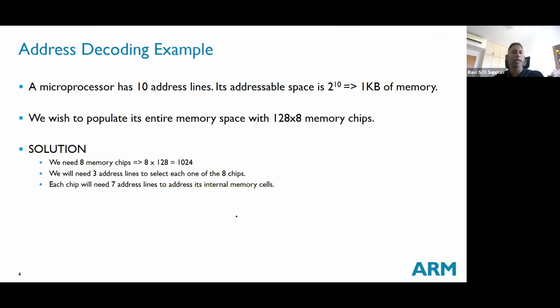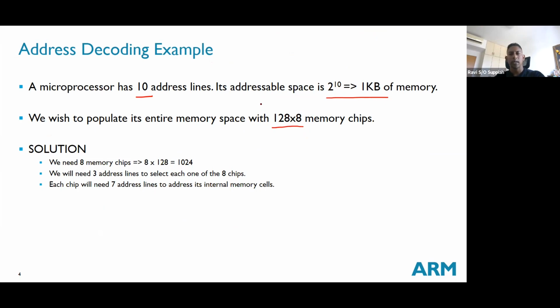Now let's look at a simple example. In this example, we have 10 address lines on the address bus. If I have 10 address lines, my total space that I can address is 1 kilobyte of memory. Let's assume that now I want to populate this entire memory with 1K by 8 memory chips.